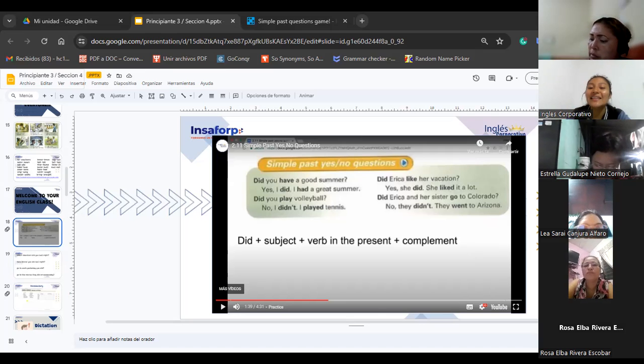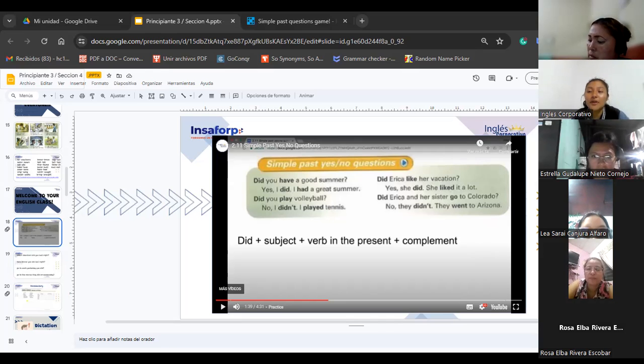It's similar to the one for buy, only the one for buy doesn't have an R. The one for buy would only be bought. Okay? Excellent, Estrella. Good job. What about you, Sarai? Did you finish? I think so. You think that, yes.